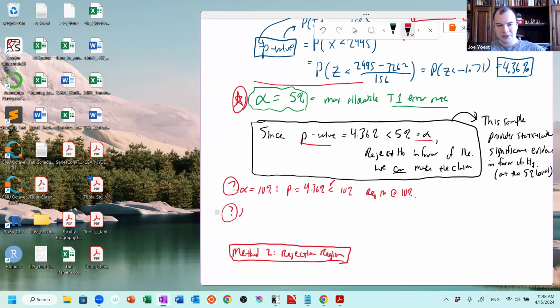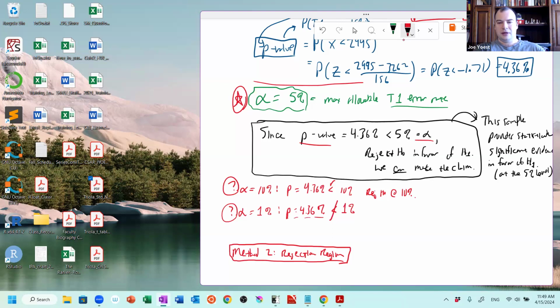I could ask the other question, what about alpha equals 1%? If instead somebody had chosen alpha equals 1%, could I reject at the 1% level on the basis of this same sample and this same setup? Well, here P is 4.36%. Is that less than 1%? No, it's not less than 1%.